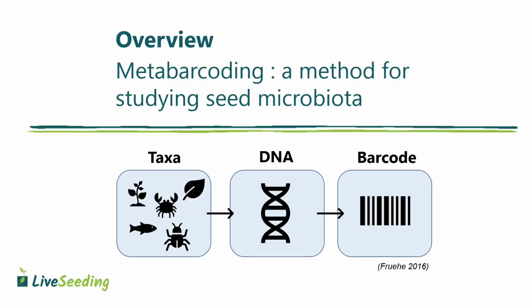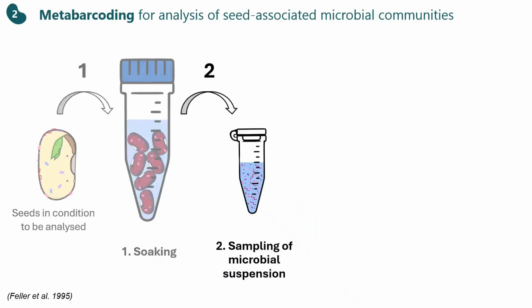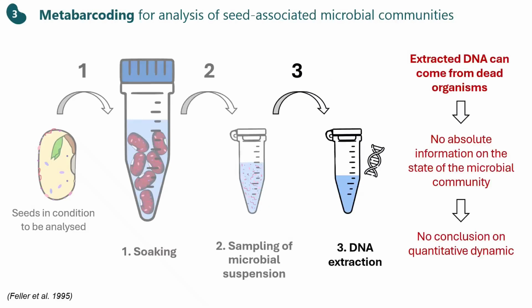To explore the method's strengths and weaknesses, I'll quickly outline its general steps. So first, a seed sample is soaked in a neutral solution. This allows for the sampling of the microbes that are present in the seed sample. Then, the DNA present in the soaking solution is extracted.